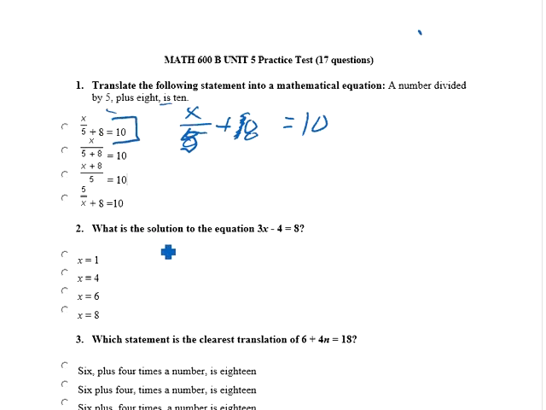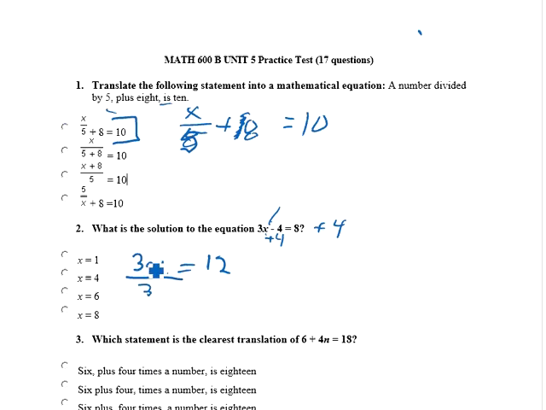Number 2, what is the solution to the equation 3x minus 4 equals 10? Well, we need to get x by itself. First, you do PEMDAS backwards, or you undo any addition and subtraction. There's a minus 4, so I'm going to add 4, and that'll undo that minus 4. If I do it on one side, I have to do it on the other. So now I have 3x equals 10 plus 4, 14.